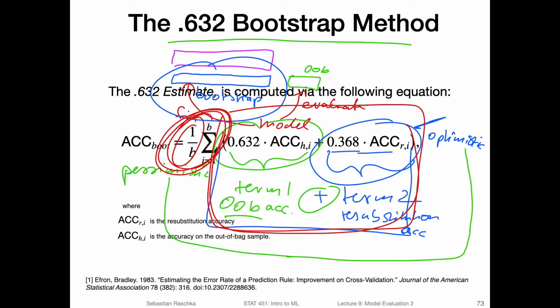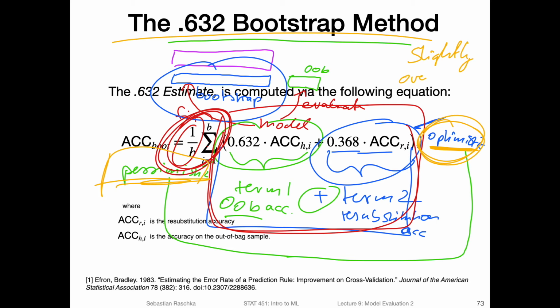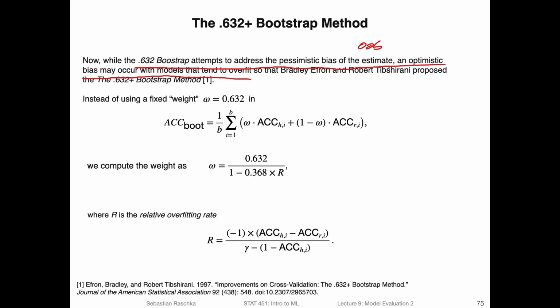So if I go back, we combined this pessimistic estimate with this optimistic estimate, but this may outweigh the pessimistic one, so the whole method may be slightly over-optimistic. So what to do? Yeah, there's also a method for that. It's called the 0.632 plus bootstrap. So notice the plus here.